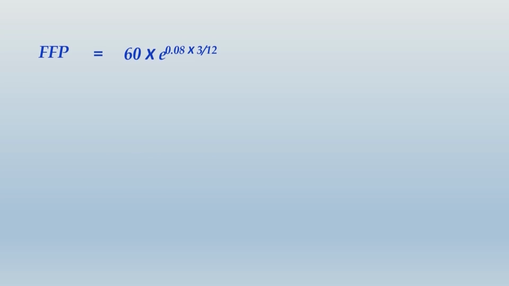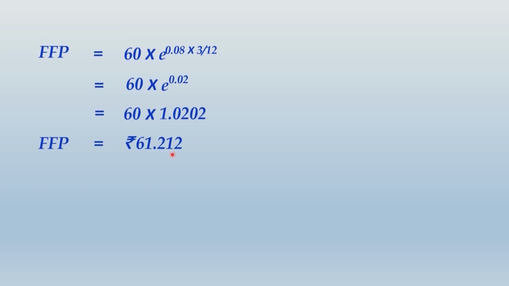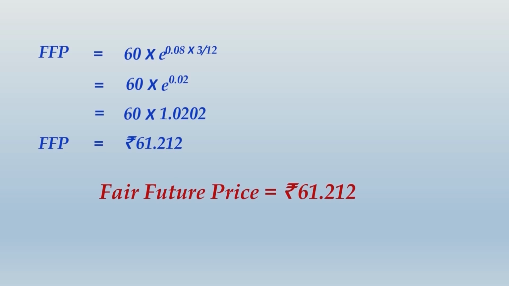FFP is 60 into e raised to 0.08 into 3 by 12, that is, e raised to RT will be e raised to 0.08 into 3 by 12. So now it is 60 into e raised to 0.02. Simply 8% into 3 by 12 will make it just 2% effectively. So it is e raised to 0.02, and the value of e raised to 0.02 is given in the question already. So 60 into 1.0202, and what you get is FFP as 61.212. So you may write up fair futures price as 61.212.